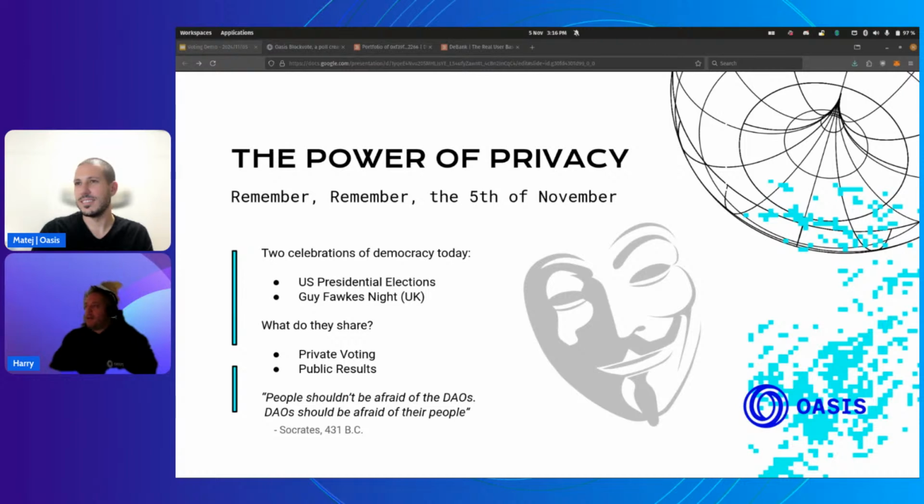So in a US voting booth, nobody knows how you voted, but everyone sees the aggregate results. And on Guy Fawkes Night, we celebrate a mask that became a symbol of anonymous protests. I'm not suggesting we start plotting in cellars and wearing masks to DAO meetings and blowing stuff up, but I think it's interesting that after hundreds of years, we still recognize that some of our most important decisions need privacy to be truly democratic.